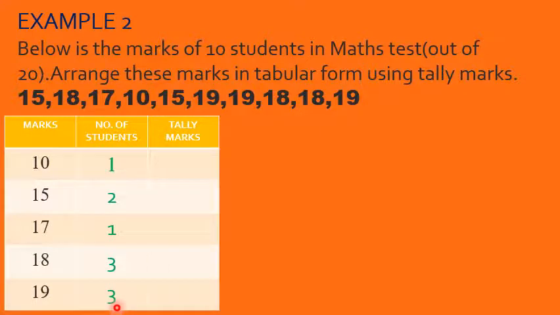Now the next step is to make tally marks for each. So for 1 I have written 1. Then for 2 I have drawn 2 tally marks. Then 1 and 3 for the next and then again 3 for the last. Okay, this is how we can represent data in the tabular form. Now let's do some questions on this.